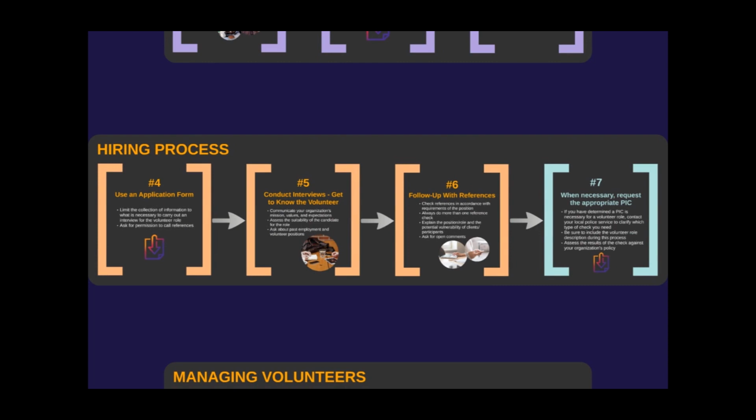In step 3, we discussed establishing a formal recruitment process, and this is the stage where you will implement the process. By now, you should know who is involved in the hiring process. Refer back to step 3 if you need a refresher. Make sure these people are well equipped to handle the hiring of your volunteers.